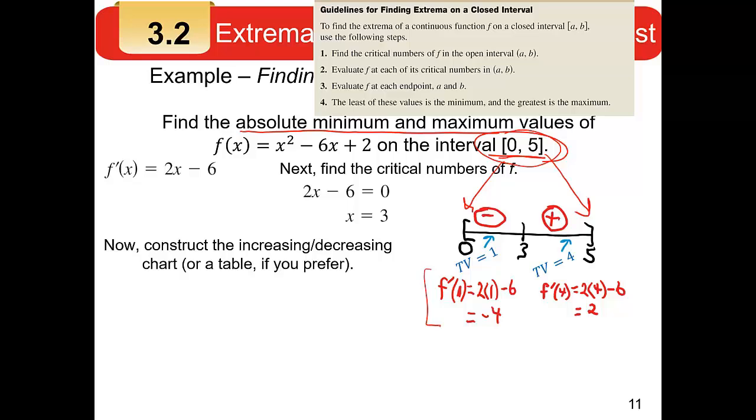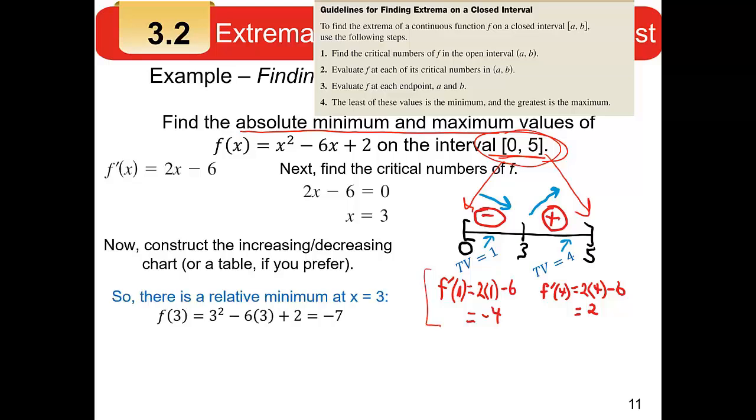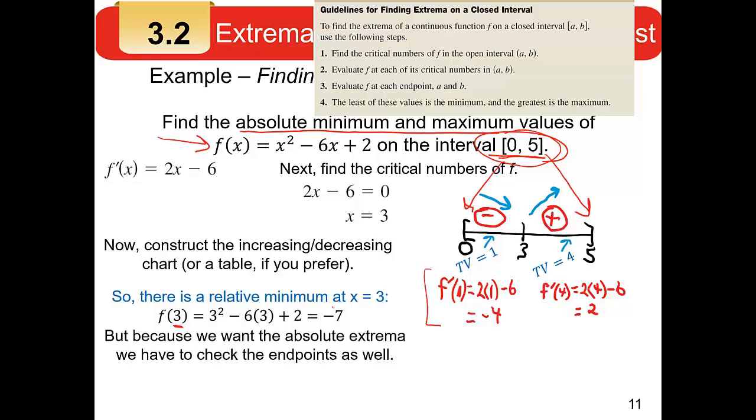And you can see now that behavior is decreasing on the left, increasing on the right. That's the signature of a relative minimum. So there's a relative minimum at 3. And to find out what that minimum is, you take 3, and you always go back to the original function when you're calculating y values. And you'll find out that the y value is negative 7.